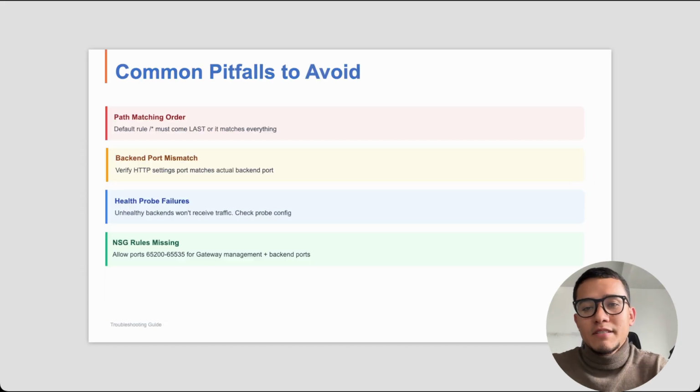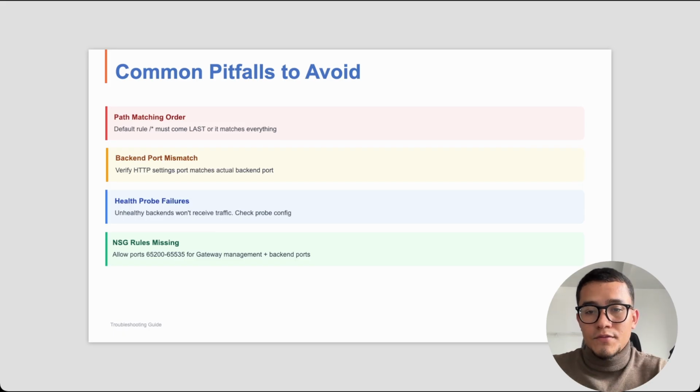Let me save you some headaches by covering common issues I see all the time. Path matching order. Remember that rules are evaluated from most specific to least specific. If you put your default rule before specific rules, nothing else will match. Backend port mismatch. If your backend is listening on port 8080 but your HTTP setting is configured for port 80, you'll get 500 errors all day. So always verify your backend ports match your HTTP settings.